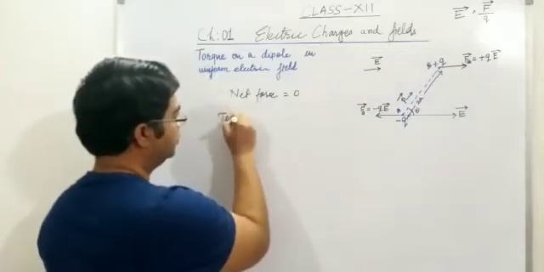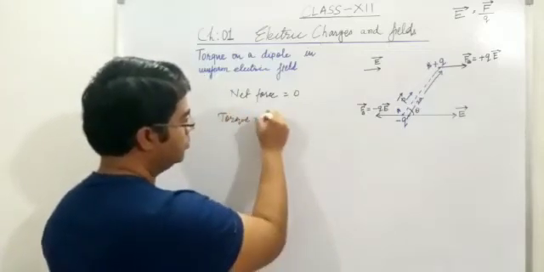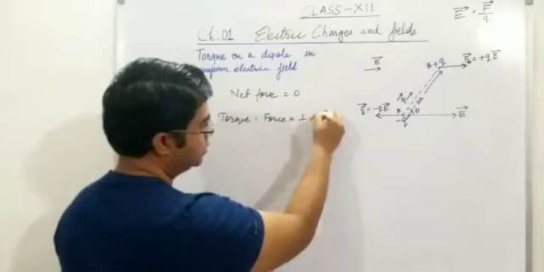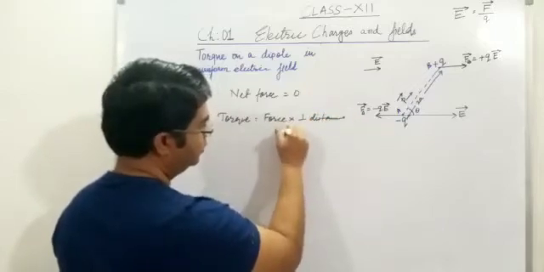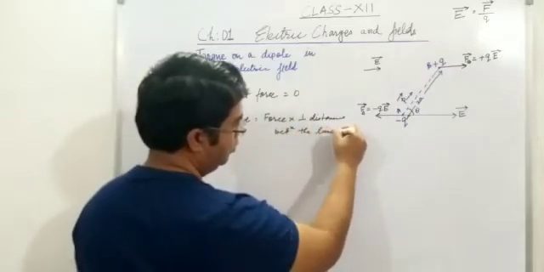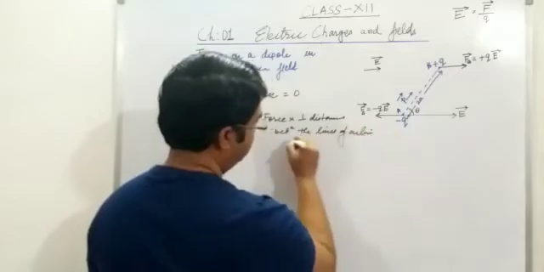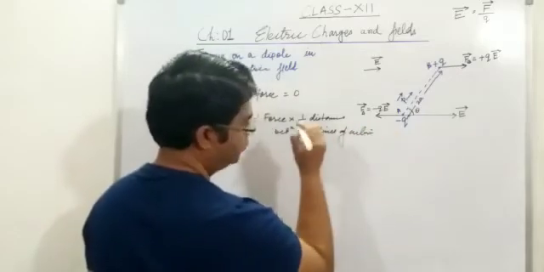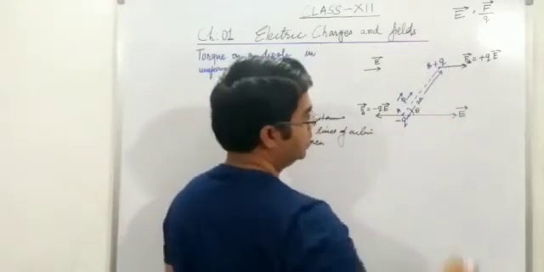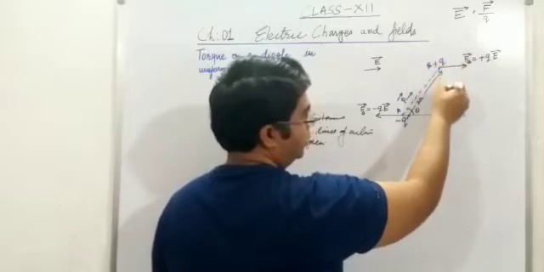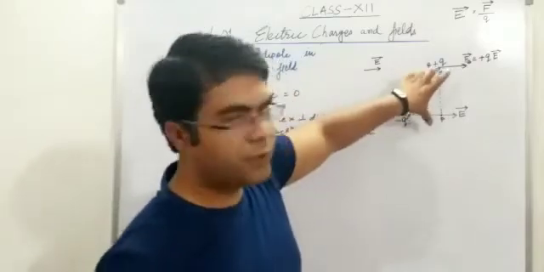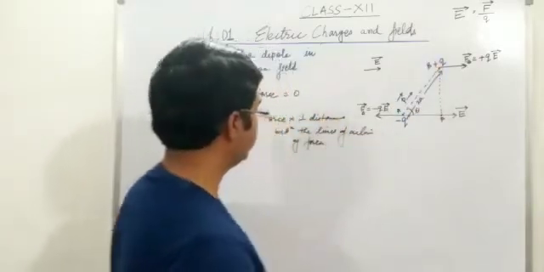Now what is torque? Torque is equal to the product of force and perpendicular distance between the lines of action of force. Here these two forces are acting in opposite direction. So this line is the perpendicular distance. Let this point be P. So here BP will act as the perpendicular distance.